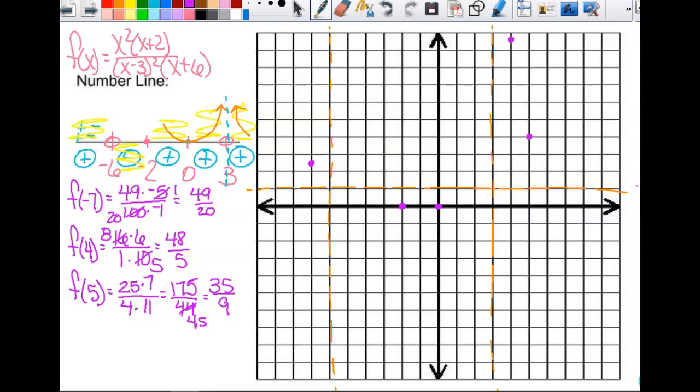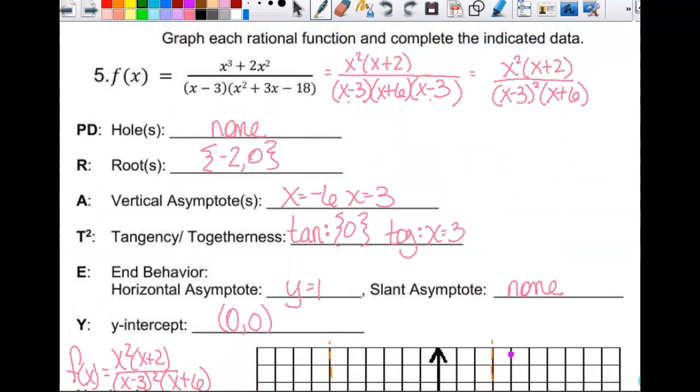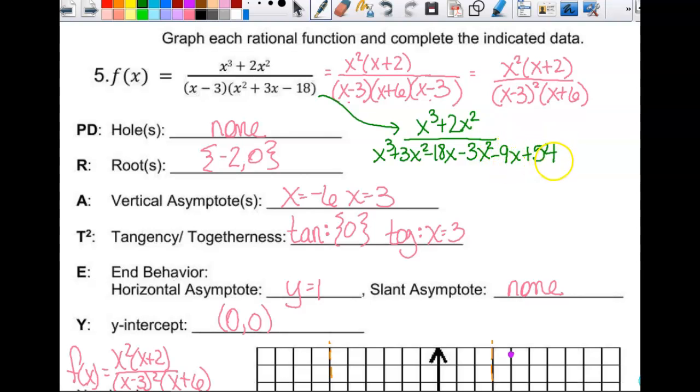So in order for me to check to see if it crosses the asymptote, I need the unfactored version of the original, so I didn't reduce. My numerator can stay x cubed plus 2x squared. And then I'm going to have to distribute both of these things. So I distribute the x and I get x cubed plus 3x squared minus 18x. I distribute the -3. -3x squared minus 9x plus 54.